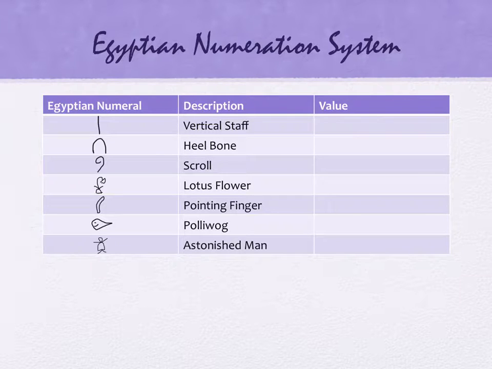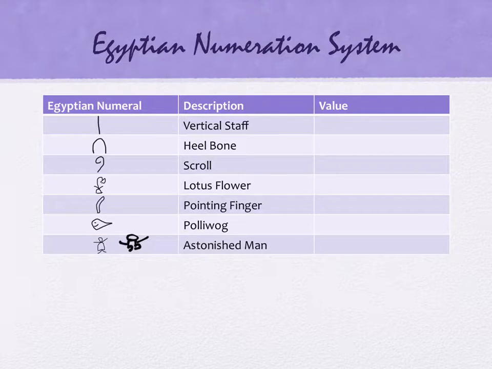This next one actually has 3 different names that I've seen in 3 different books that I've used. Sometimes it's called a pollywog, sometimes it's called a fish, and sometimes it's called a whale. So it should look a little fishy. And then the last one is an astonished man. I've seen an astonished man look like this too. I'll draw it just so that you can see what it looks like. I've also seen him drawn like that.